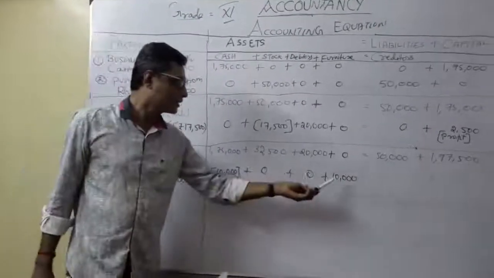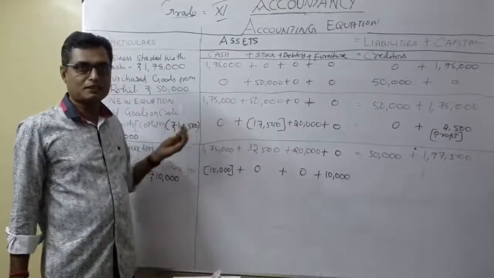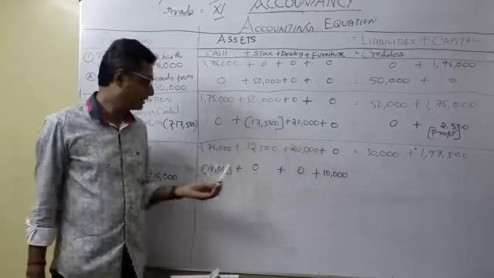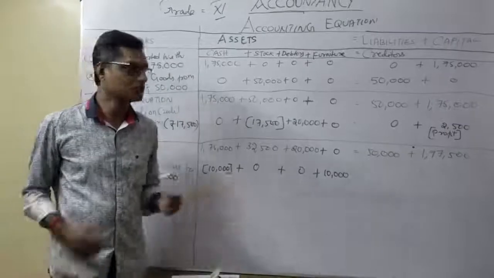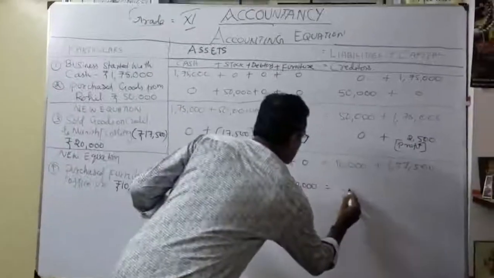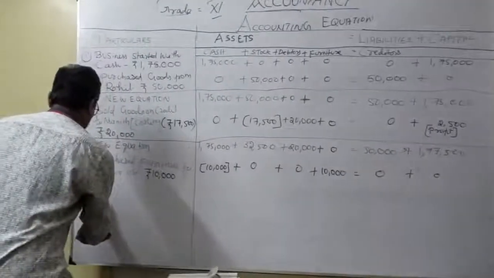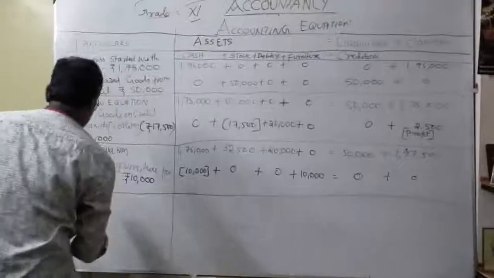In return, what? I got furniture. That's what equal is, correct? 10,000, one of my assets reduced, and similarly my furniture asset increased. Here decreased, here increased, so compensated. That is the equation. Now understood? So here also I put 0 plus 0. So this transaction is over. So I put what? Line. Okay, then what is our new equation?